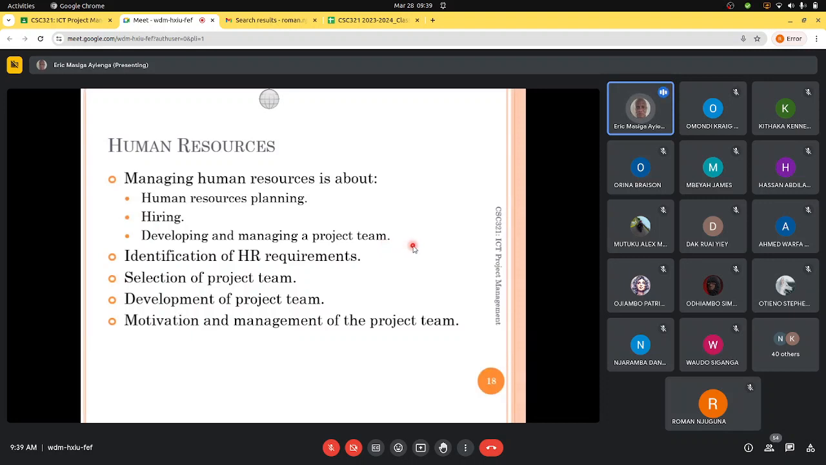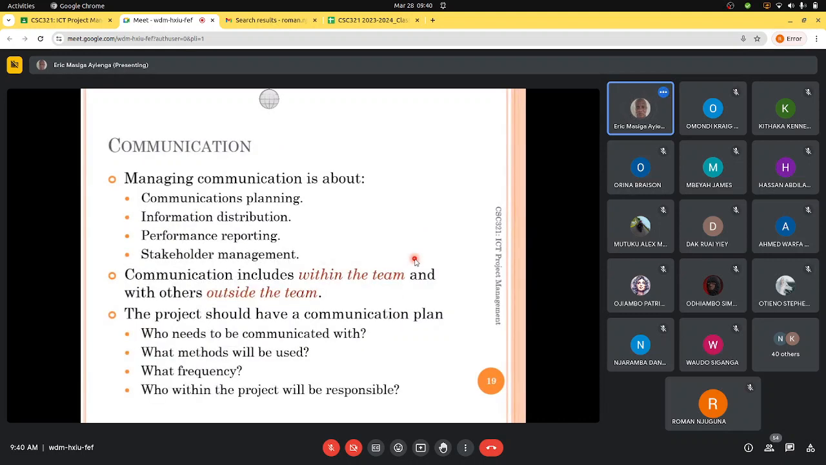So you need to identify the human resource requirements. In other words, what expertise do you need? You need to select the project team. You need to develop the project team. Then you need to motivate and manage that project team. That is another area in the project management body of knowledge.